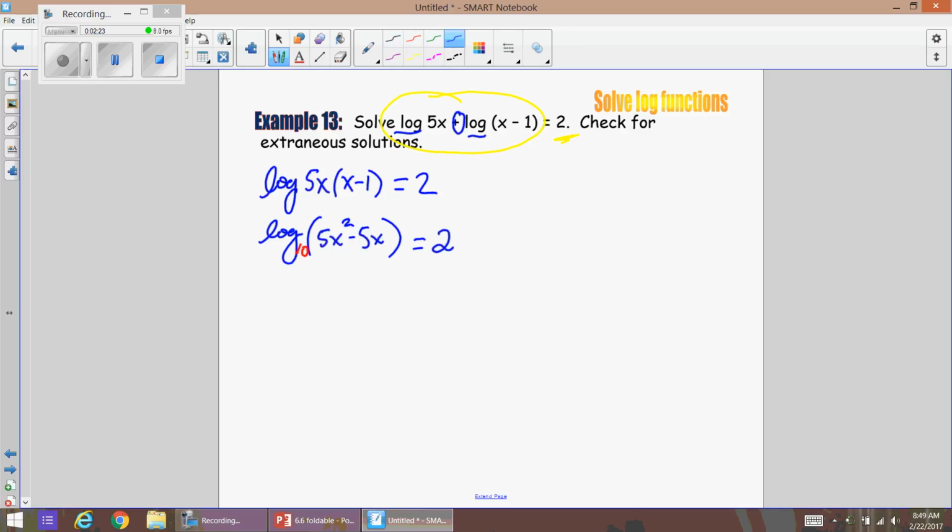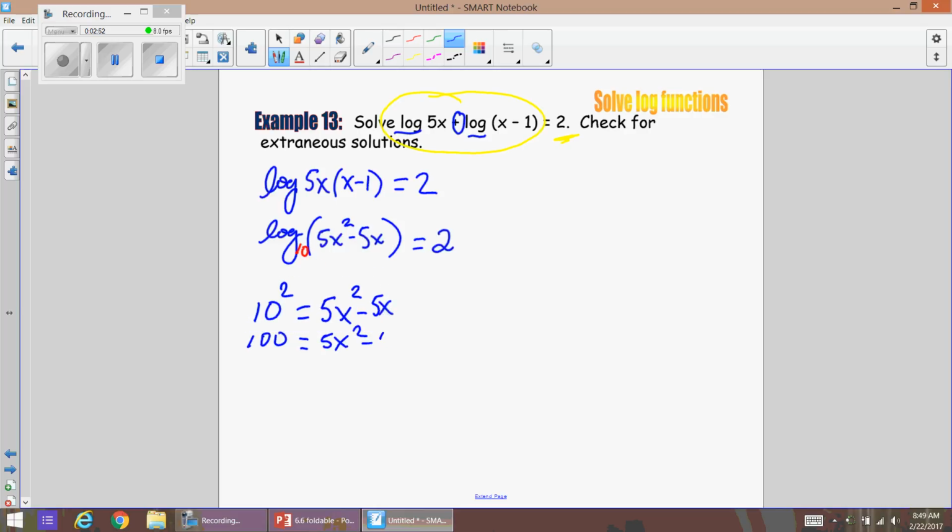This is what all of our problems looked like the last lesson, or the first part of this lesson, and we know what we can do. We have one log equals a number, which means we're stuck. We're going to rewrite it. So this is really 10 to the power of 2 equals 5x squared minus 5x. Then we're thinking, all right, this is 100 because 10 squared is 100.